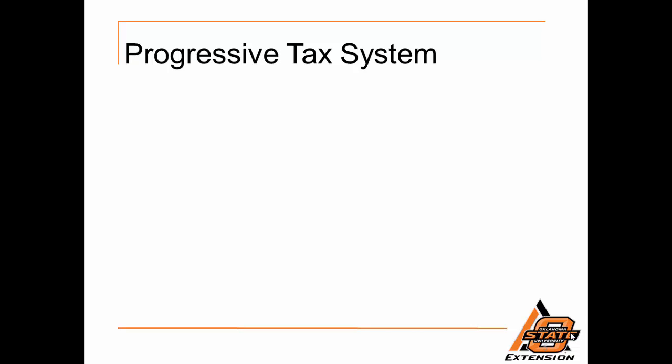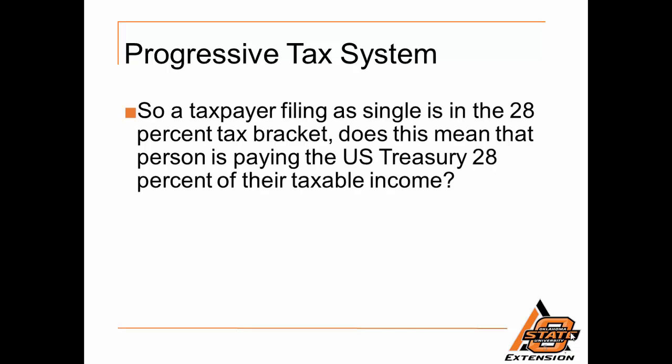Now we do have a progressive tax system. So basically what that means is, if you look at the prior slide, our rates start at 10 and move up to the high of 39.6. So what this basically comes back to: if you're filing as a single taxpayer at a 28% bracket, does that mean that all of your income is taxed at 28%? Maybe, maybe not. The answer is really no.